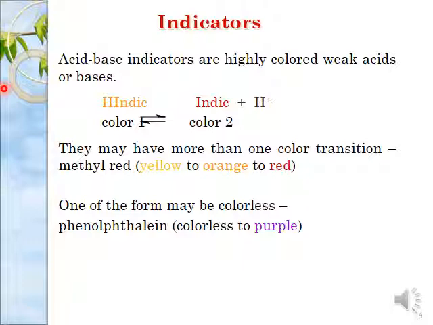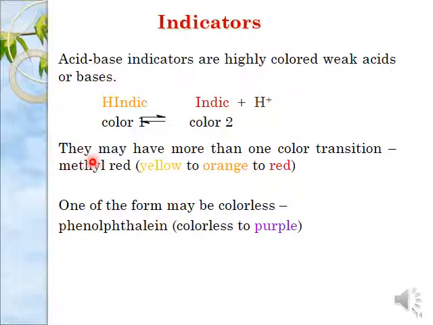Next, let us move to indicators. So what are indicators? Indicators are highly colored weak acids or weak bases. You see here, this is one color, and when it reaches the endpoint, it changes to a different color. This is an example of a weak acid indicator, HIndic, so you have H plus and Indic.